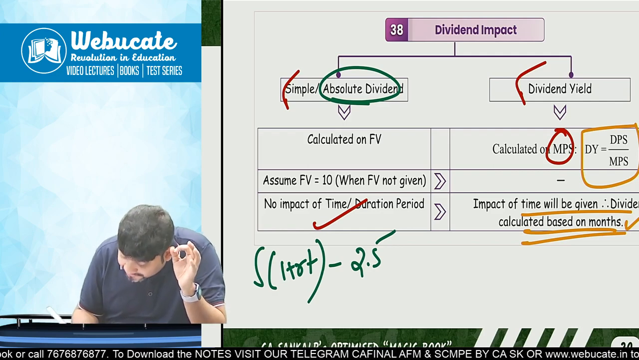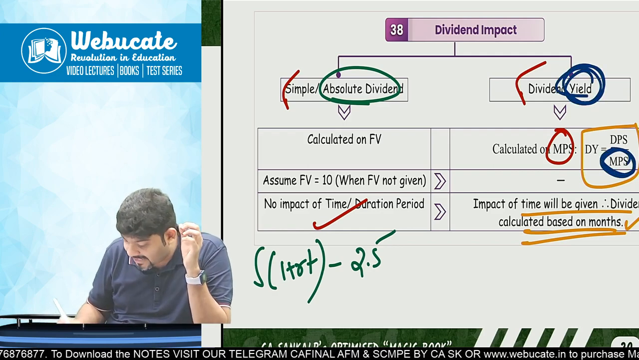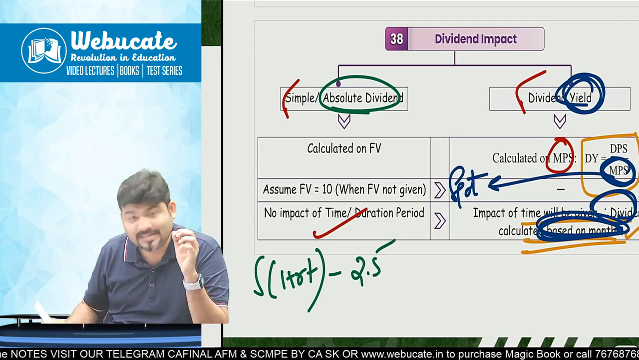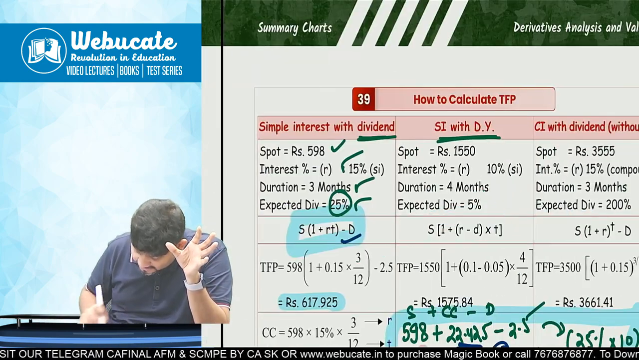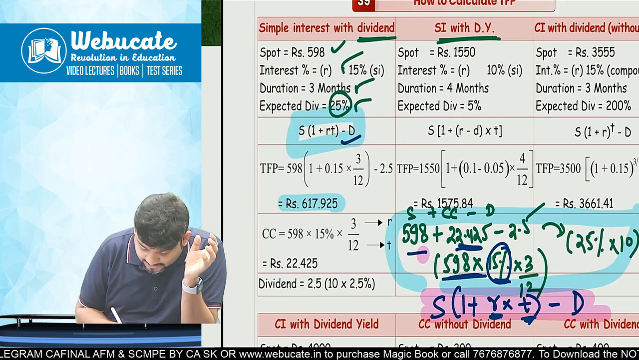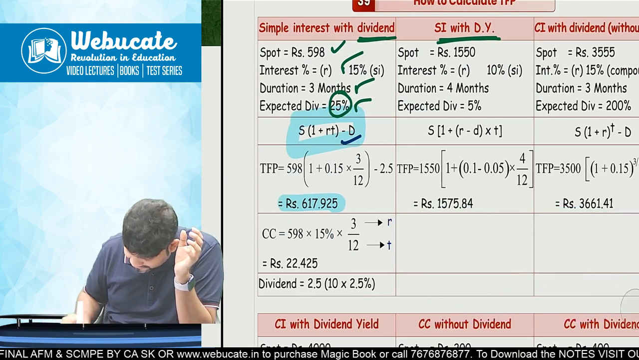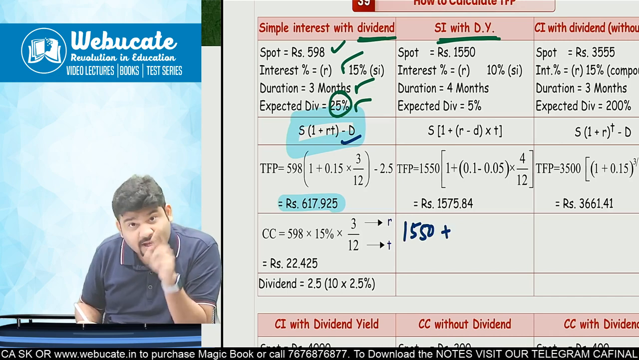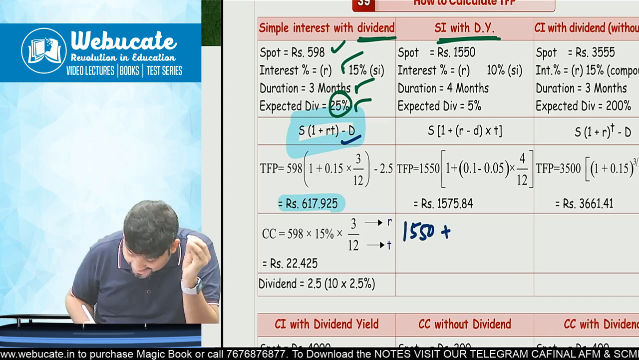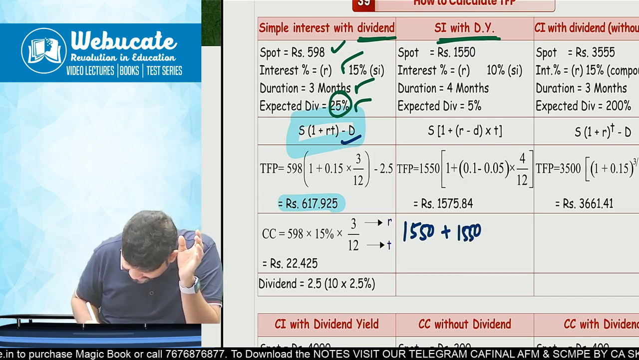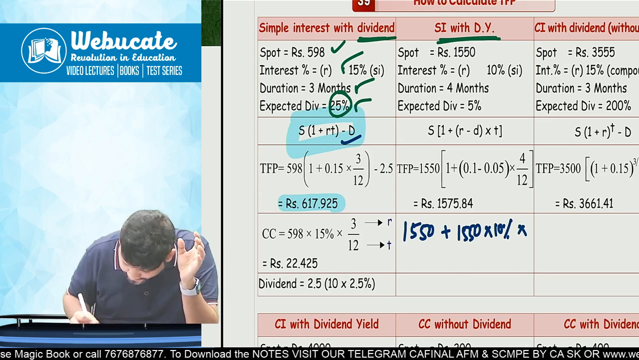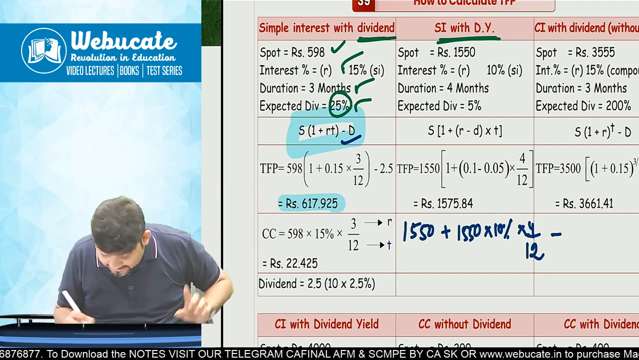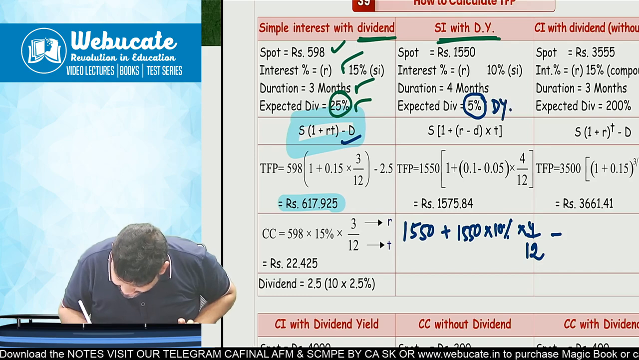But in case of dividend yield, it is dependent on market price, basically on the spot rate, and on the number of months. So here, when we calculate the interest, suppose if I remove all of this, then spot is, say, 1550 plus there is a carrying cost. What is the carrying cost? It is 1550 into 10% into 4/12, right? Minus dividend, say expected dividend 5%, they will have to write here dividend yield.